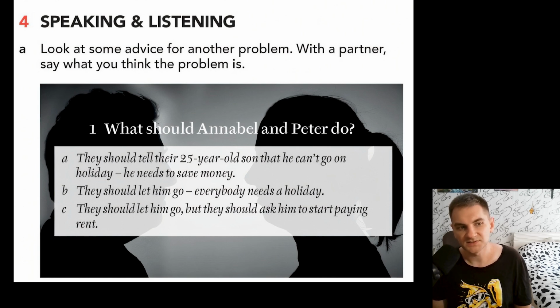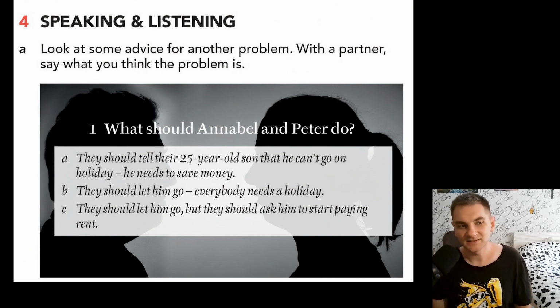A. They should tell their 25-year-old son that he can't go on holiday, he needs to save money. B. They should let him go, everybody needs a holiday. C. They should let him go, but they should ask him to start paying rent.